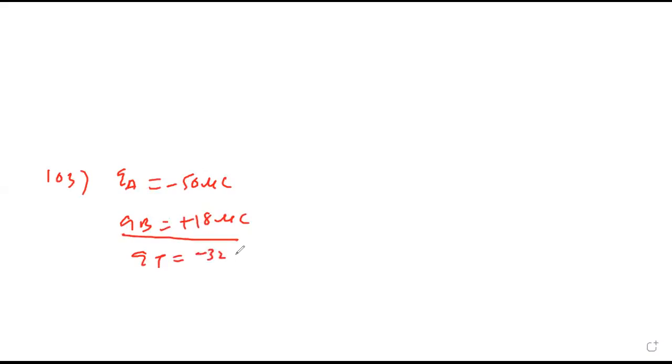103. Initially, sphere A has charge of minus 50 microcoulomb and B has charge of plus 80 microcoulomb. That means total charge of the group is plus 30 microcoulomb. The sphere A has radius 3 times that of B. If they touch each other, what is charge on sphere B?